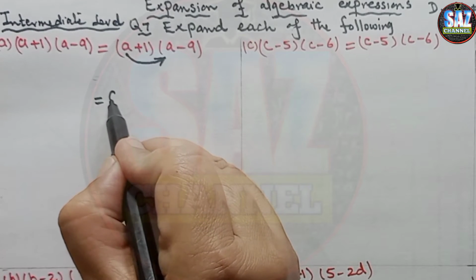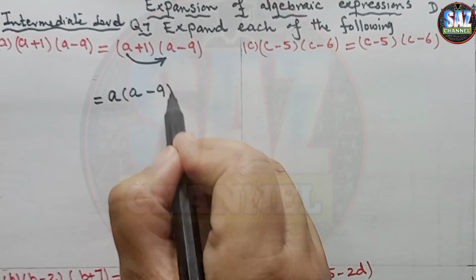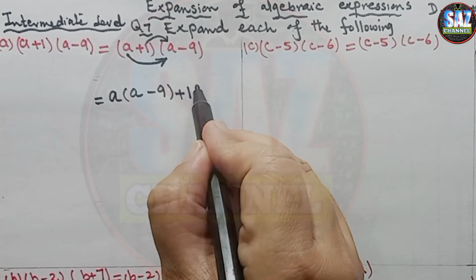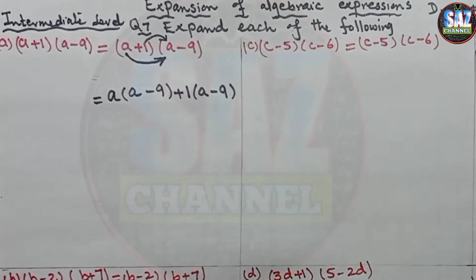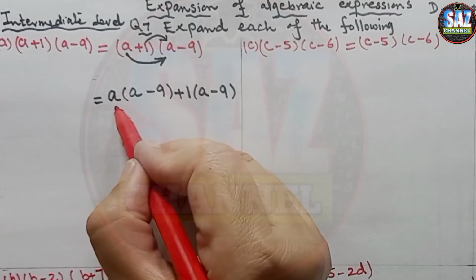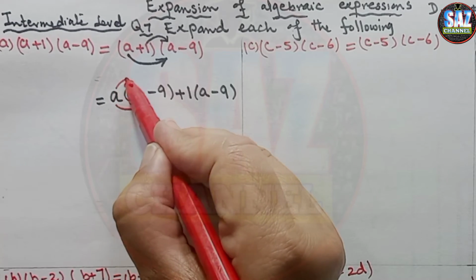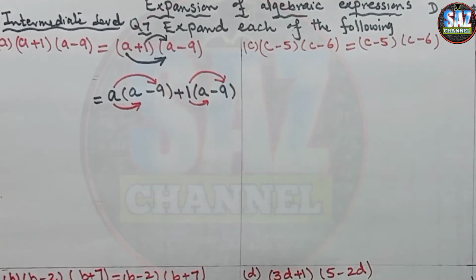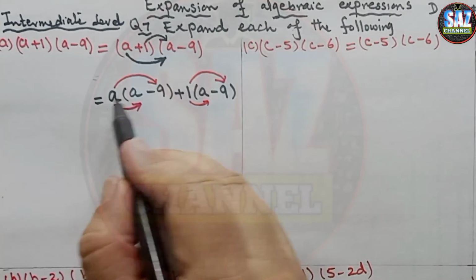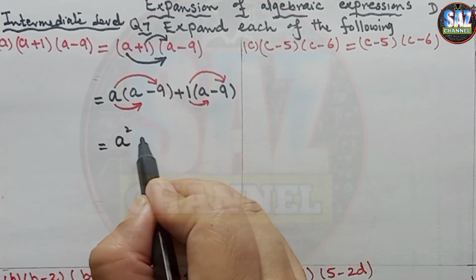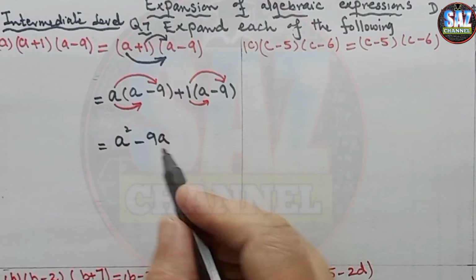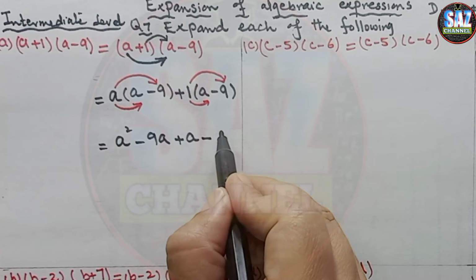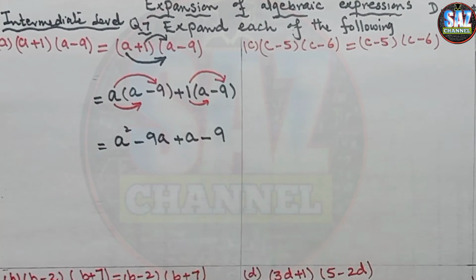So the question will take the form a into (a - 9) plus, then I take the second term and repeat the process with the second bracket: plus 1 into (a - 9). Now again we apply the distributive property: multiply the number or letter outside the bracket with every term inside the bracket. Be careful. The question takes the form a multiplied by a is a square, minus 9a, plus a, since 1 multiplied by a is a, and 1 multiplied by 9 is 9, with positive sign multiplied by negative sign giving minus.